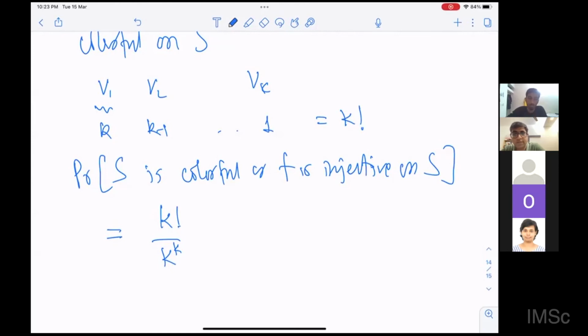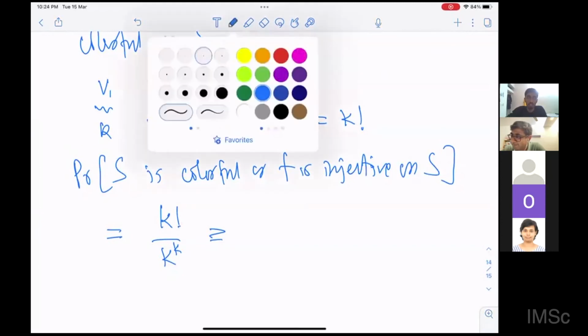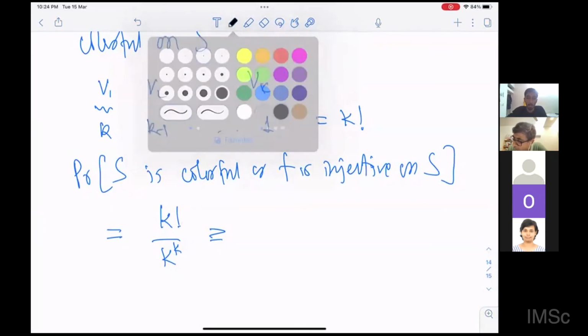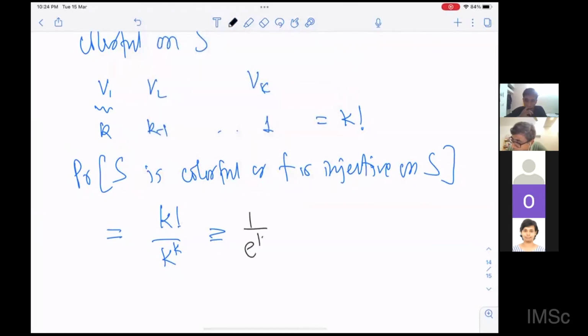Okay, fine. And what is this number? This is at least... Does anybody know? Was it 1 by e to the power k or something like that? Yes, yes, you're absolutely correct. This is 1 over e to the power k.